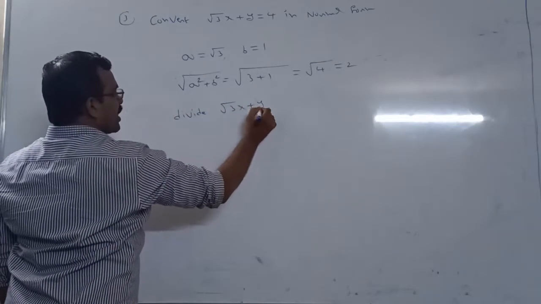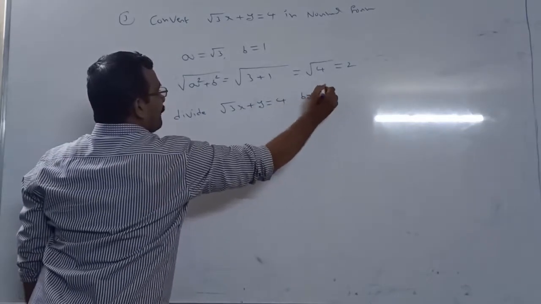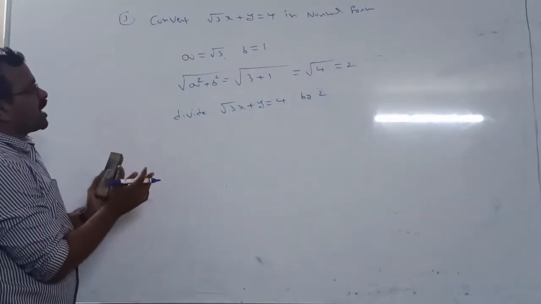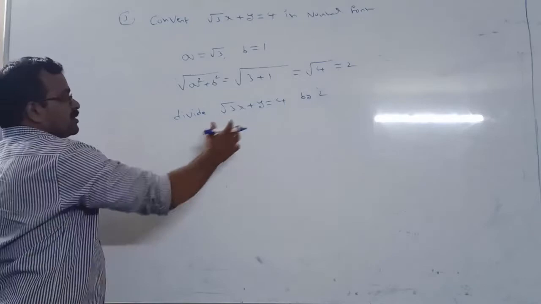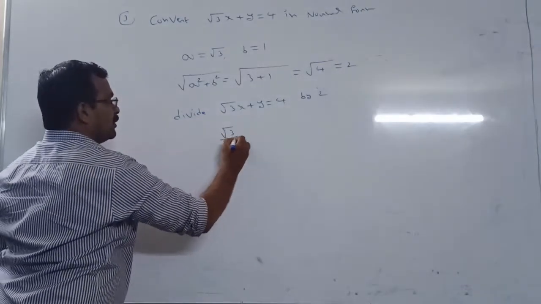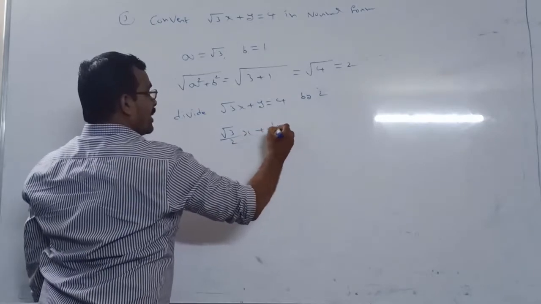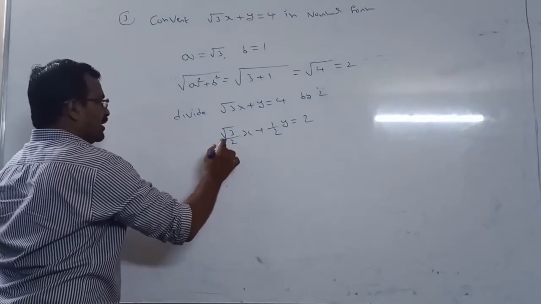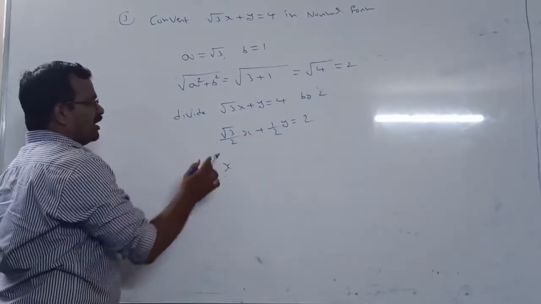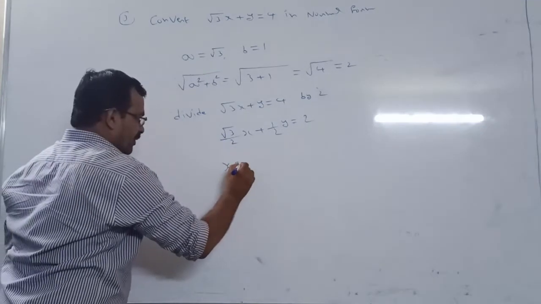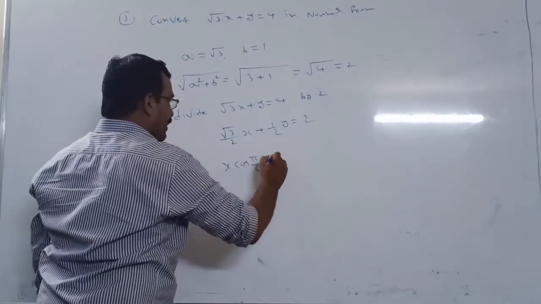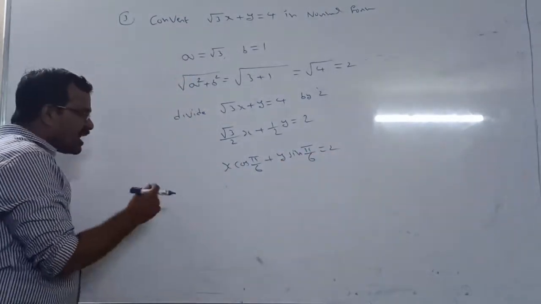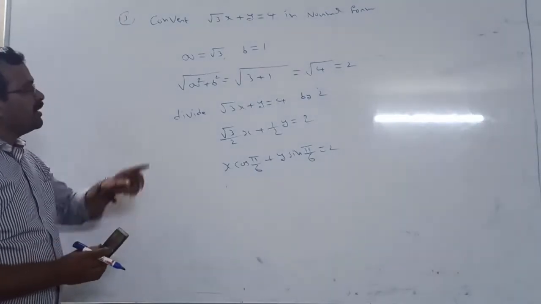Now we should divide root 3x plus y equal to 4 by 2. This is our rule to find the normal form of the given equation. So after dividing by 2, root 3 by 2 into x plus 1 by 2 into y equals 4 by 2, which means 2. So here x cos alpha, y sin alpha. Root 3 by 2 means cos 30, so x cos pi by 6 plus y sin pi by 6 equal to 2. It is the normal form of the given equation.